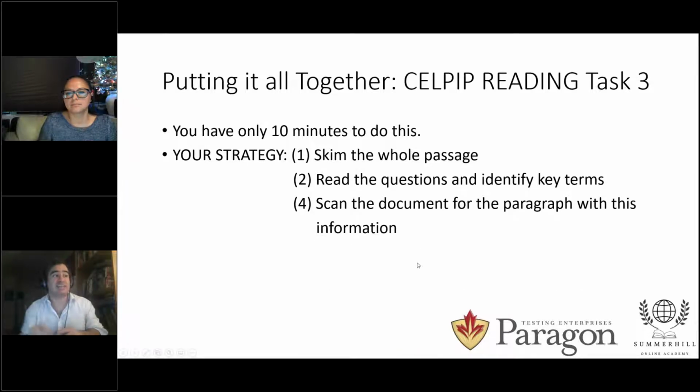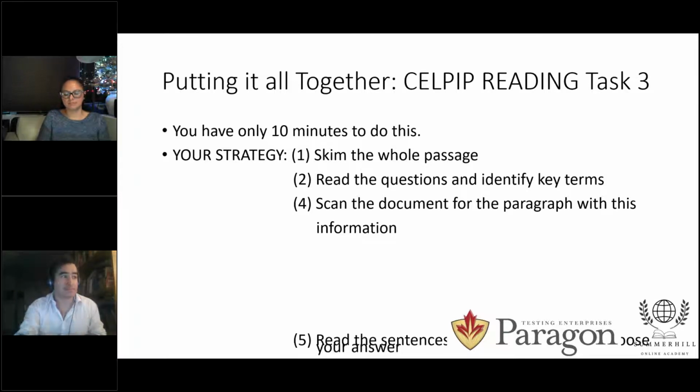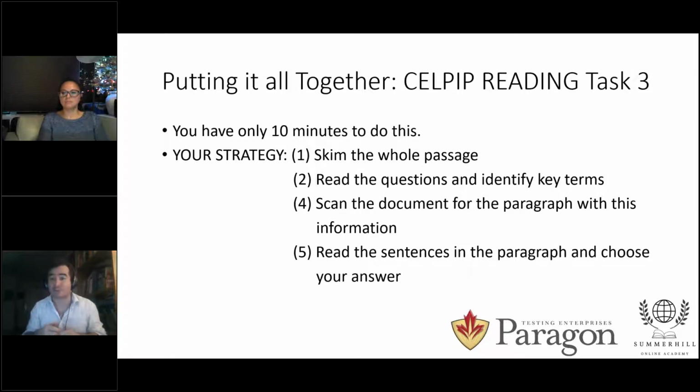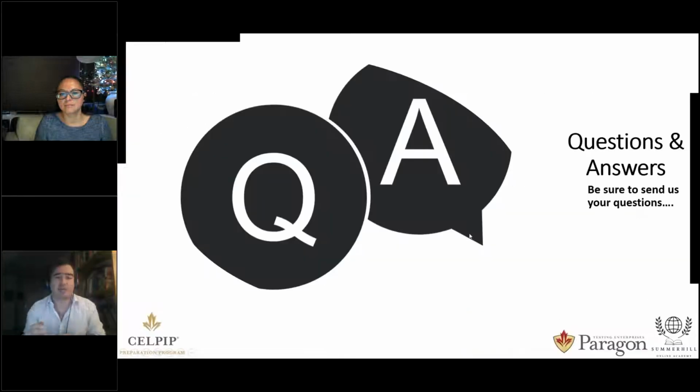And finally, you scan the document for the paragraph with this information. So you're reading the question and then you're going to scan the document until you find the right information. Then you read the sentences in the paragraph and choose your answer. And remember, if you spend more than a minute doing this and can't find it, it's E. It doesn't exist. Trust your gut instinct.